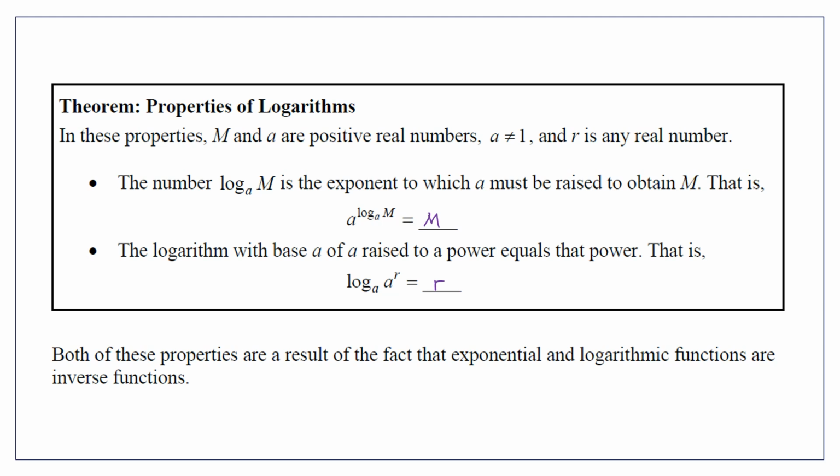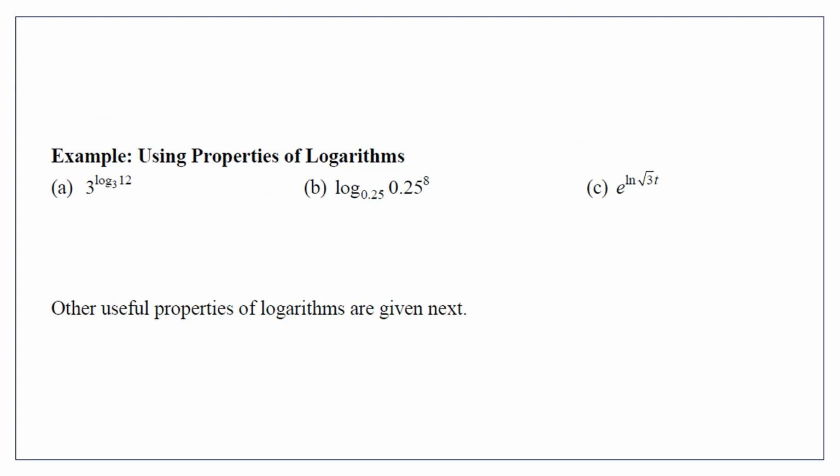Let's now use these properties in an example. 3 to the power log base 3 of 12 will equal 12. Log base 0.25 of 0.25 raised to the power 8 will equal 8. And e to the power natural log of square root 3t will equal square root 3t. Other useful properties of logarithms are given next.